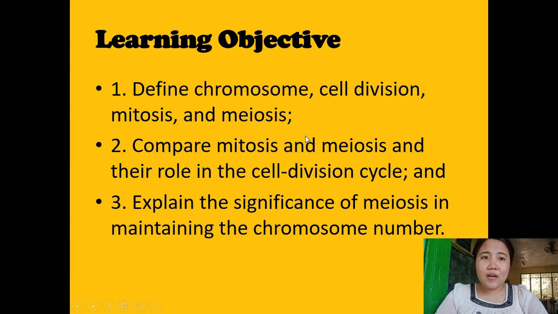For this video, we're going to have a learning objective that would be to define chromosome, cell division, mitosis, and meiosis. Our second learning objective would be to compare mitosis, meiosis, and their role in the cell division cycle. And the third one is to explain the significance of meiosis in maintaining the chromosome number.